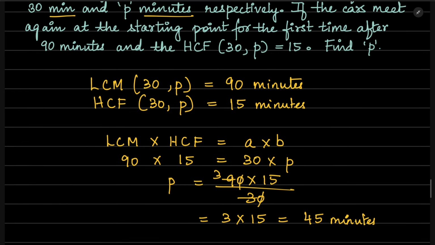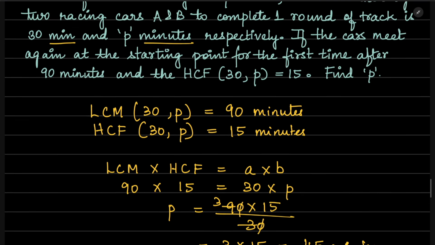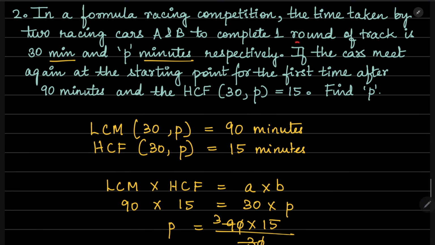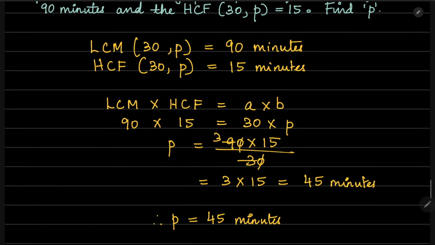Such questions can normally come for a 2 or a 3 mark question. The most important thing in this question is translating this sentence, that is, cars meeting again at the starting point for the first time after 90 minutes. You should know this is the LCM. That is the main highlight of this question. If you are able to figure out that 90 is the LCM, and HCF is already 15, then it's straightforward. LCM is given, HCF is given, one of the numbers is known, you can use the formula. So please make a note of it.